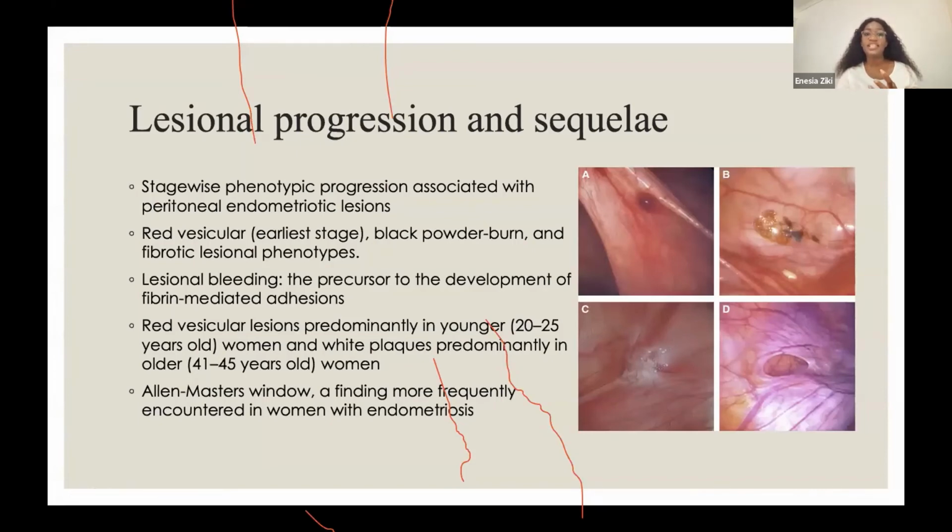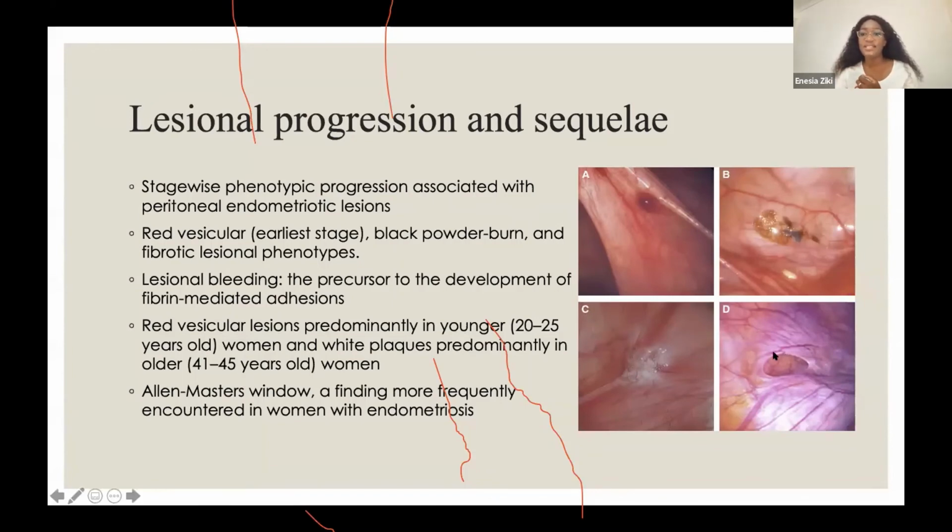And we're saying the lesional bleeding that's occurring every month is the precursor of the development of the adhesions associated with endometriosis. Why this is supported is because these red vesicular lesions found in A are more common in younger women, as opposed to the white plaques shown here, which are more commonly found in older women. So this supports that endometriosis progresses in a stage-wise, or phenotypic, progression that I'm talking about.